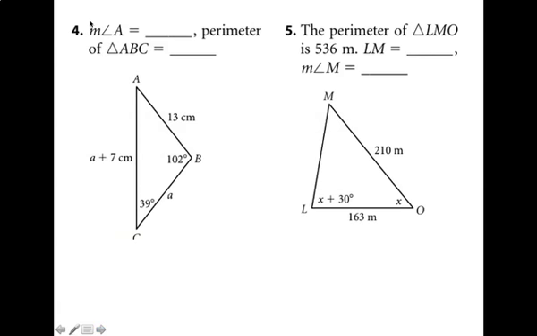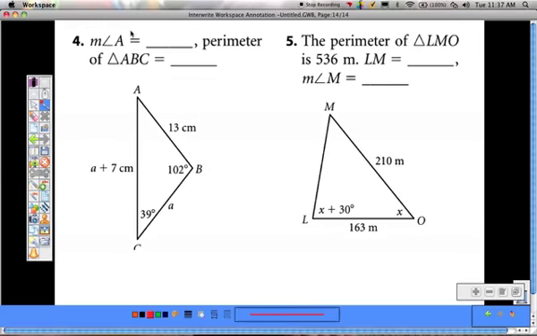Number 4, the measure of angle A is blank. The perimeter of triangle ABC is blank. So we have to figure out first what this measure is. We want to see if it's the same as 39. So 180 minus 102 minus 39, what does that equal? It equals 39. All right, so this is isosceles because the base angles are the same.